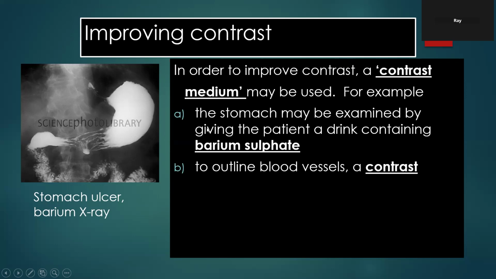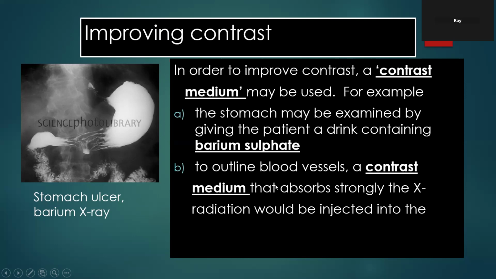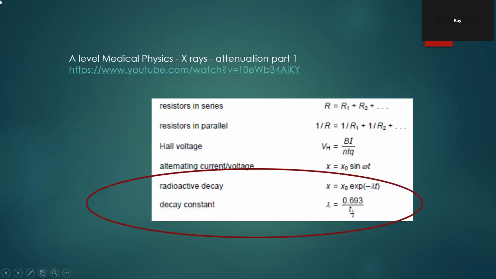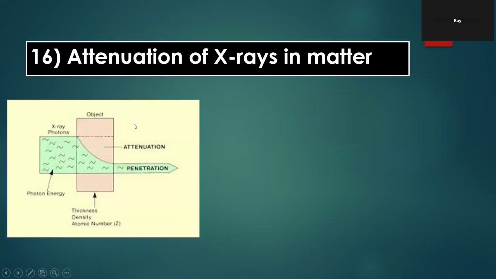Or if we want to outline blood vessels, a contrast medium that absorbs X-rays strongly will be injected into the bloodstream. Contrast may be improved by backing the photographic film with a fluorescent material. Okay, always remember the formula is the same as radioactivity. This is your decay constant given in your data sheet.